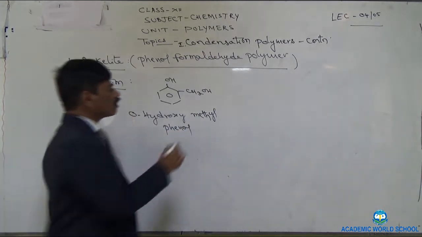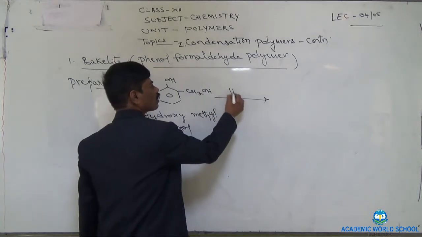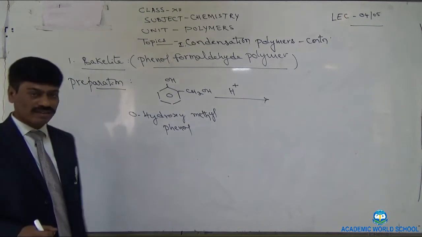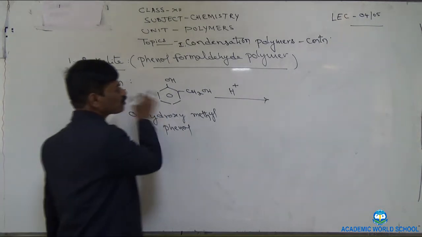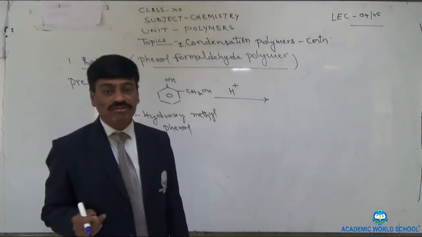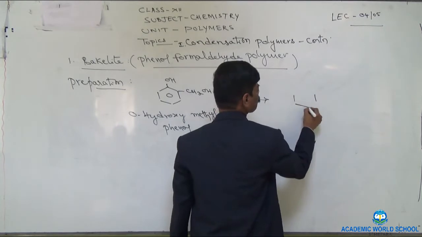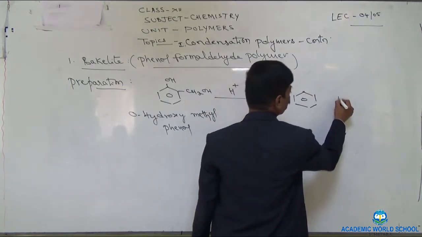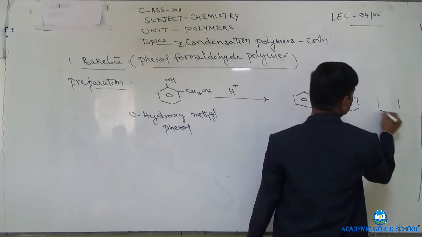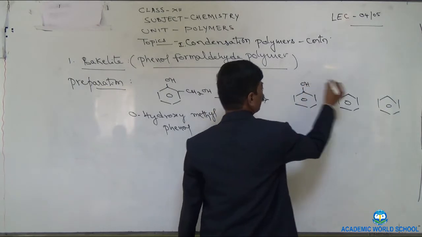To this, when a few drops of acid, HCl, H2SO4, H plus or hydronium ion H3O plus, is added, then this compound undergoes some changes. As a result, we will get Novolac, wherein we have 3 benzene rings. So first we will show 3 benzene rings, and OH groups as usual, as in the reactant.